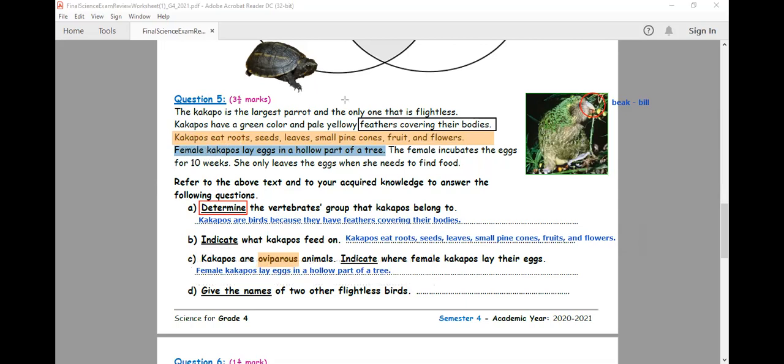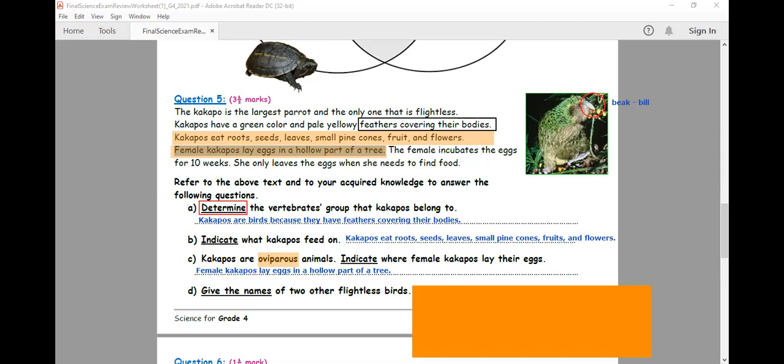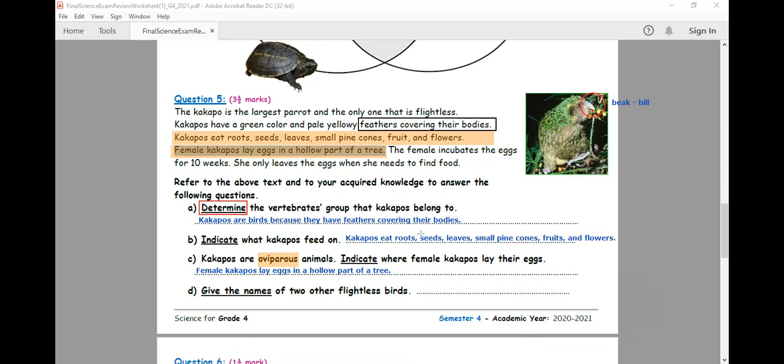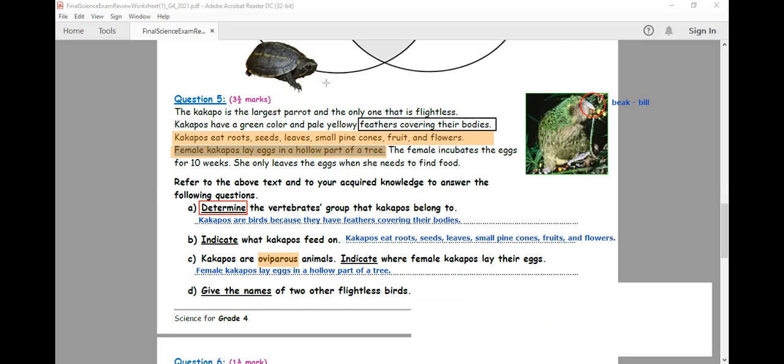And number D, give the names of two other flightless birds. Okay. Karim, I already know them. Are you here, miss? Yes. Yalla, let's give examples of other birds that do not fly. Dodo bird? Chicken. Miss, I know. Chickens do fly. Miss, ostrich. Dodo bird. Bravo.